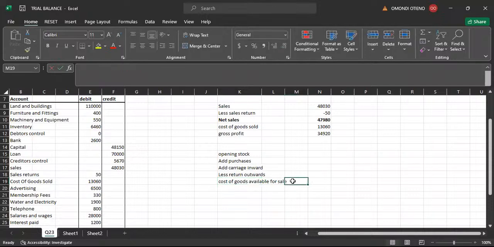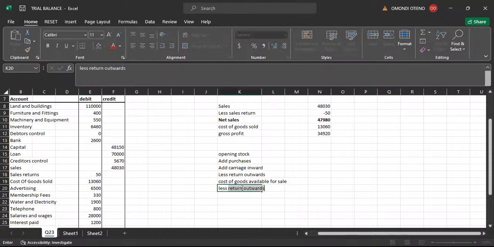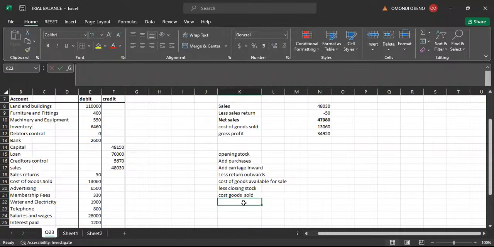So once we get the cost of goods that are available for sale, we did not sell everything. There were some that were left in our stock, and that's why we call them less closing stock. If that is done, then we'll be able to get what we call cost of goods sold. Cost of goods that were sold. Is it now making sense to you, Ododa? So the cost of goods that were sold, we get by working out all this information. Is it now making sense?